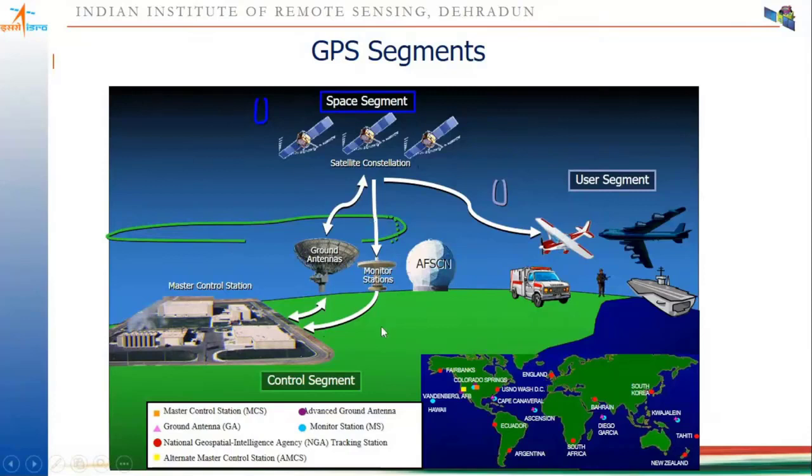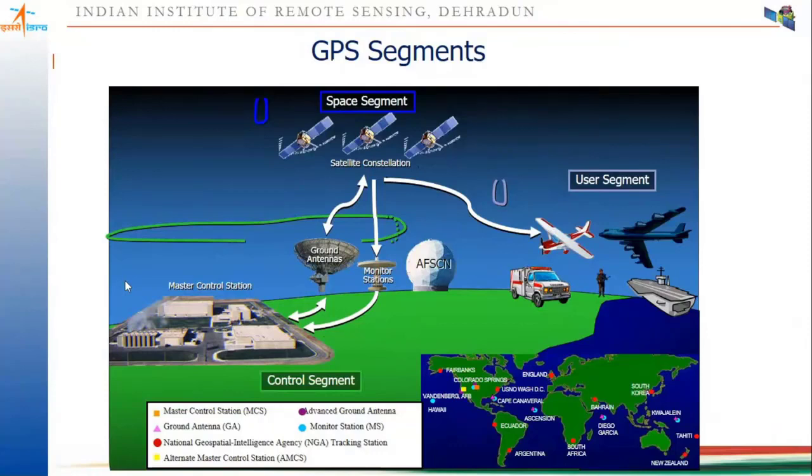So monitoring will continuously monitor, and this will send the data to the master control center. What will be happening there? The master control center station will receive data coming from all over the globe, from the monitoring stations. It will analyze the data and do the precise orbit determination of the satellite. That means finding the exact location of the satellite in the orbit. This is analyzed in the master control station.